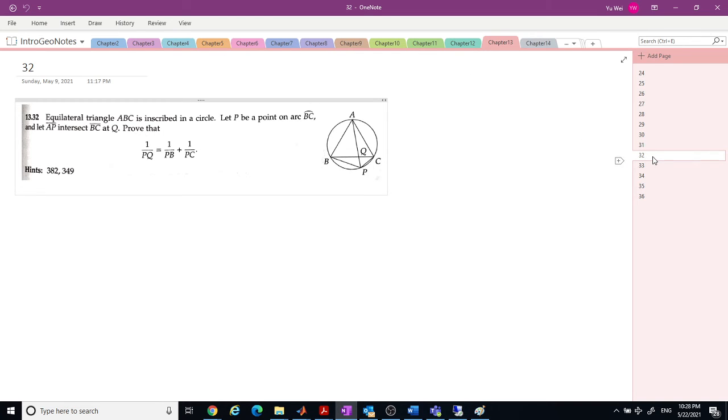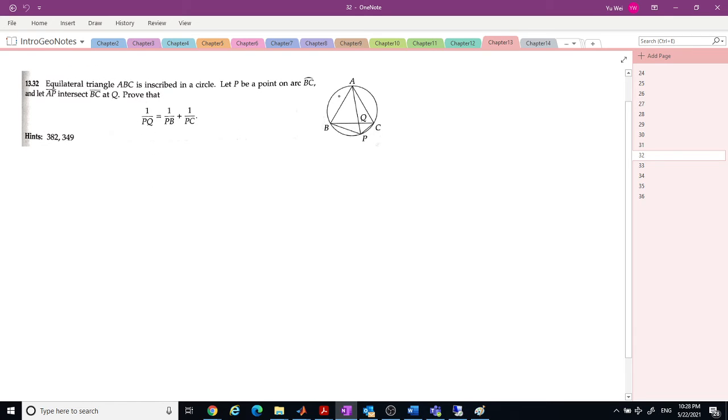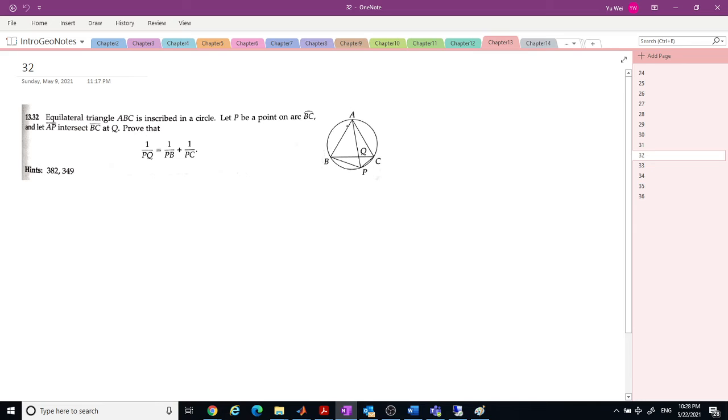Okay, next. We have an equilateral triangle ABC. Let's assume its side length is 1. It doesn't matter. Let P be a point on the arc BC, and let AP intersect BC at Q. We want to prove that 1 over PQ is equal to 1 over PB plus 1 over PC.